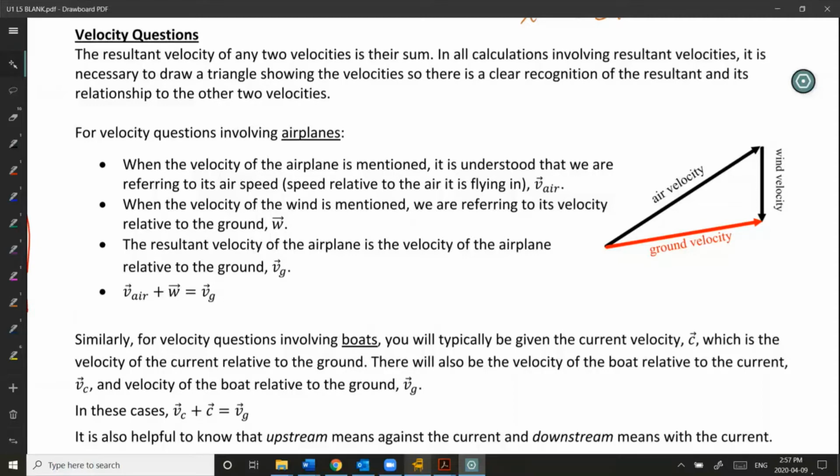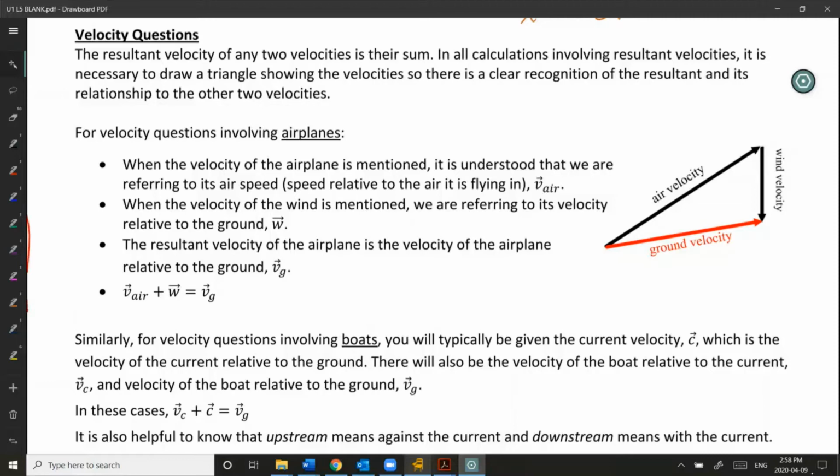Leading us to the equation that the vector that represents air velocity plus the vector that represents wind velocity should be equal to the ground velocity. Similarly, when we're doing boat questions or swimming questions within water, current is similar to your wind velocity. So this is the speed of the current and velocity of the current with respect to the ground. There's also the velocity of the boat relative to the current. This is like air velocity. And when we sum both of those, we get a resulting ground velocity, and we get a similar equation to what we looked at above.